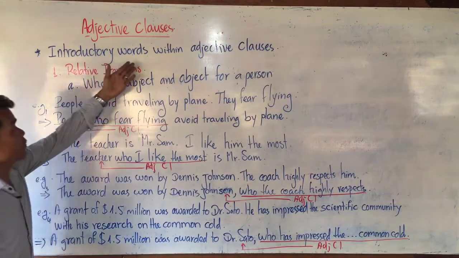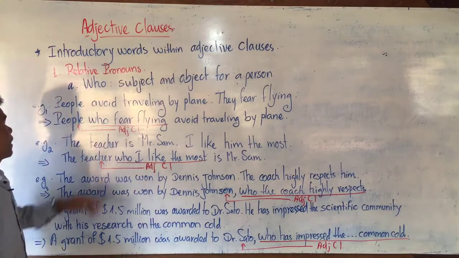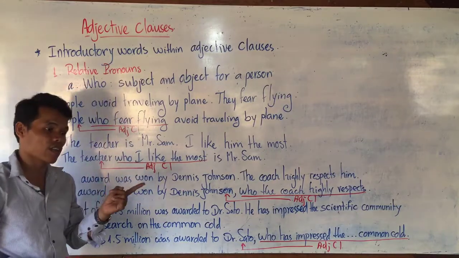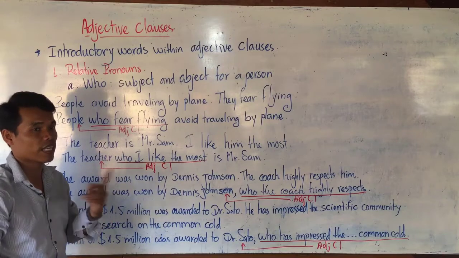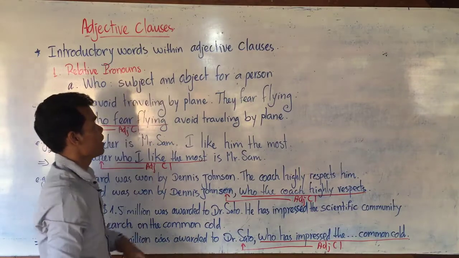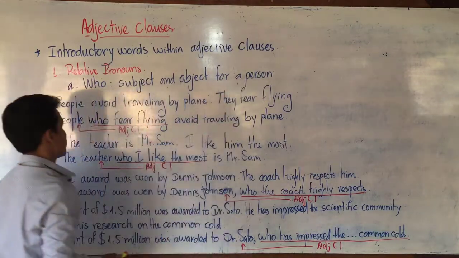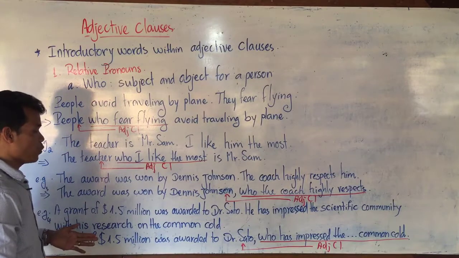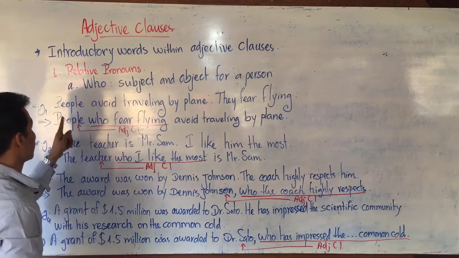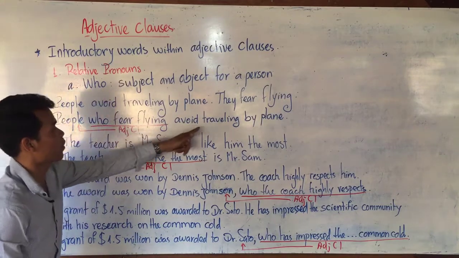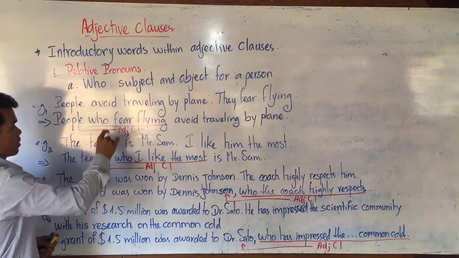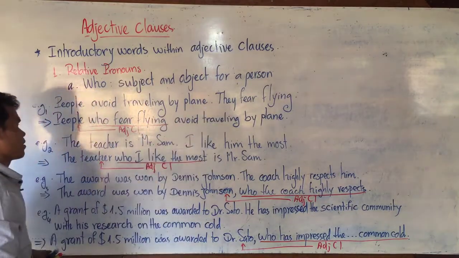Again, as the introductory word within an adjective clause, we have a relative pronoun. Letter A, we use "who". "Who" as a relative pronoun is not "who" in a WH-question or information question in a simple sentence. It is used in a complete sentence. "Who" functions as a subject and object, and it is used for a person. Because adjective clauses have defining and non-defining relative clauses, we have examples about "who". Like this: People who fear flying avoid traveling by plane. "Who" to "flying" is the adjective clause. The function of "who" is the subject. "Who" replaces "they" in the simple sentence.